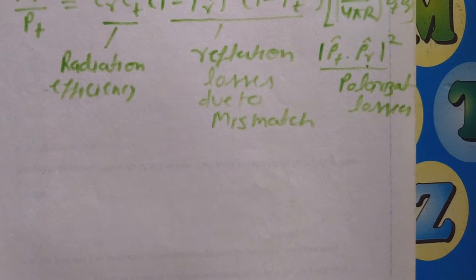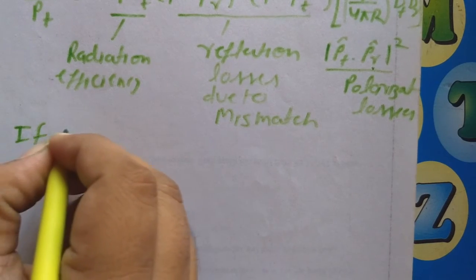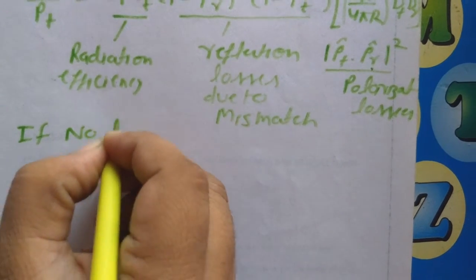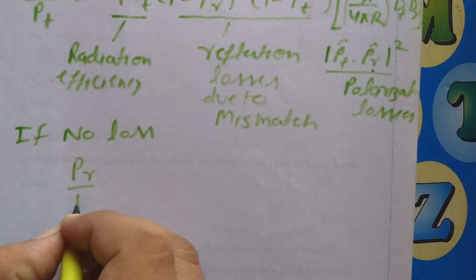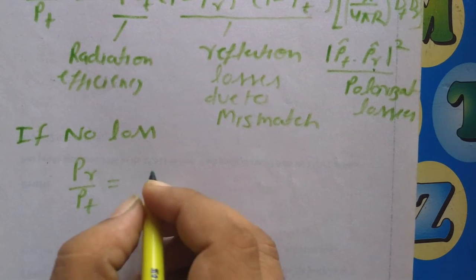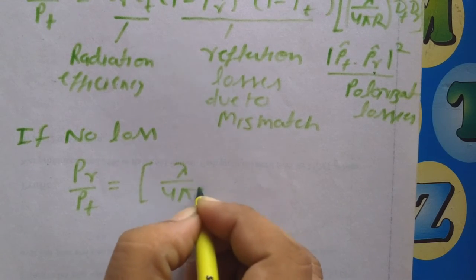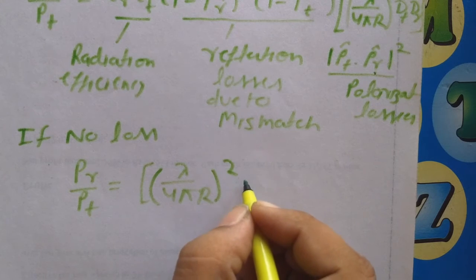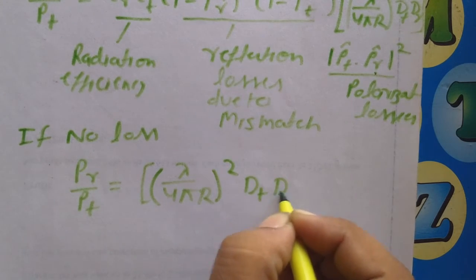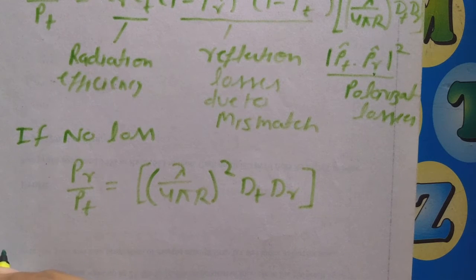If there is no loss, PR divided by PT equal to lambda upon 4 pi r whole square DT DR. Okay, now take the log on both sides.